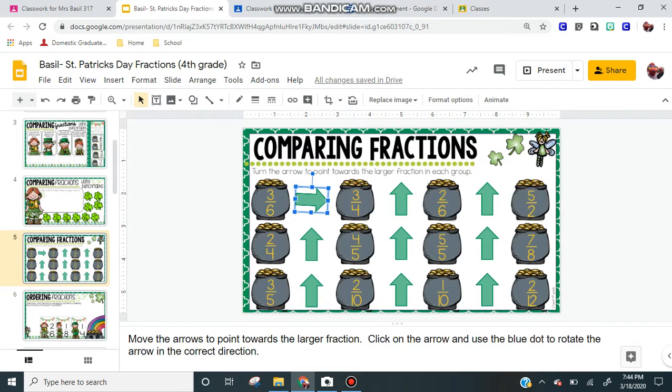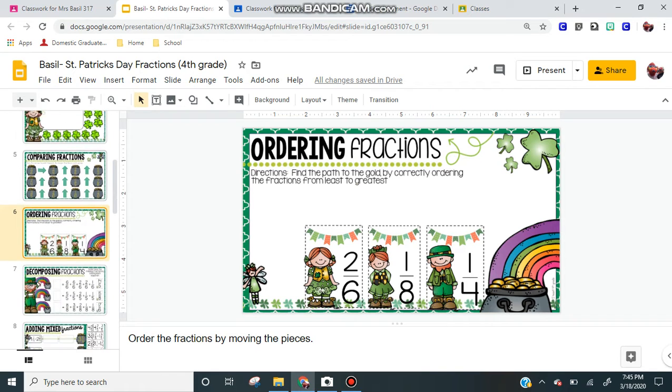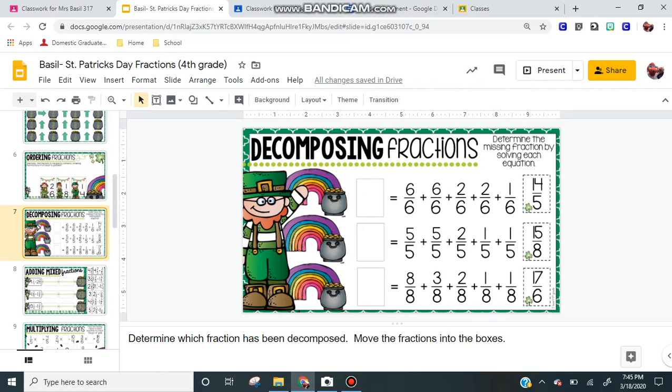So here, slide number 6 is ordering fractions. You have these 3 fractions, you need to put them in order, and it says from least to greatest. Slide 7, decomposing a fraction. Determine which fraction has been decomposed. So we have 6, 6, 12, 2, 2, 1. Add them together. If you think it's this fraction, you move it up here. So those are the moving pieces there.